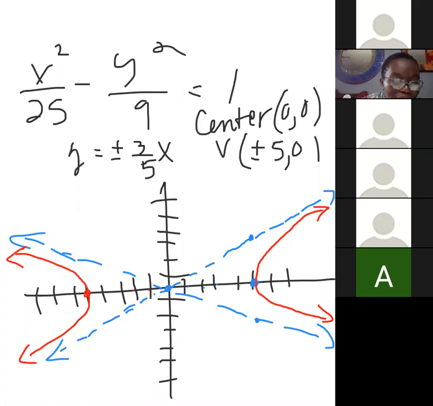Wait, can you say the points again? Okay, this is the center. That's one of the vertices located at 5, 0. And then the other vertex is located right here at -5, 0. There you go. Okay, you good?